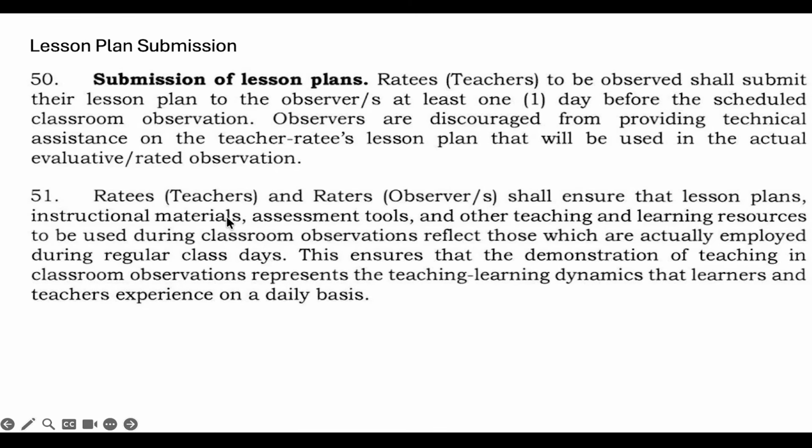So I really find this controversial, this paragraph 51, because if you're going to read this, it can be used by school heads to say no to a particular instructional material, saying that this is not something that you use every day. But I think what is written here is mandatory, because it says he shall ensure. So both the teacher and observers should be apprised on this, because this is a new important provision.